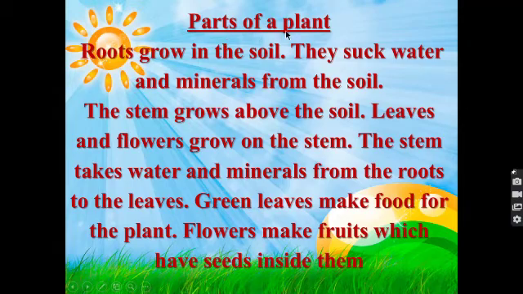Parts of a plant. Roots grow in the soil. They suck water and minerals from the soil. The stem grows above the soil. Leaves and flowers grow on the stem. The stem takes water and minerals from the roots to the leaves. Green leaves make food for the plant. Flowers make fruits which have seeds inside them.